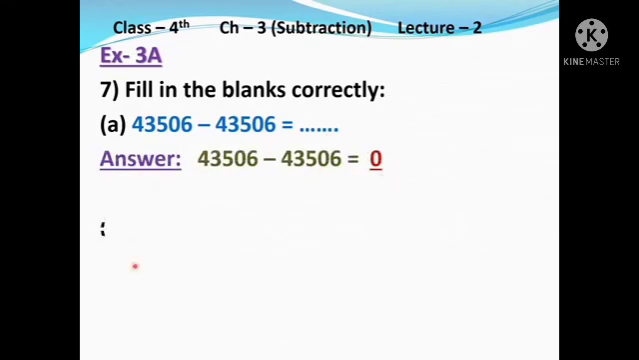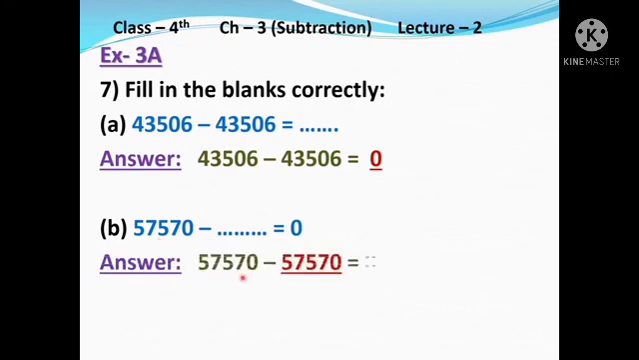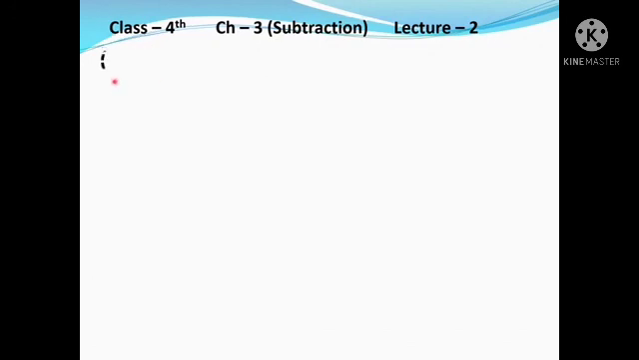Answer is 0. Now B part, 57,570 minus dash equal to 0. See, difference is 0. So we will write here that same number, that is 57,570. So write down the answer. 57,570 minus 57,570 equal to 0. Answer is 57,570. Okay.